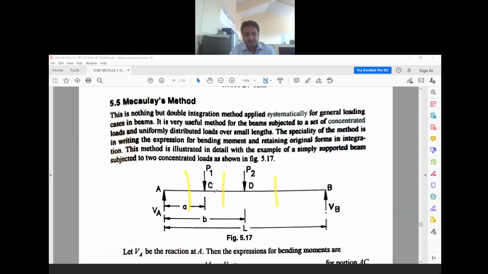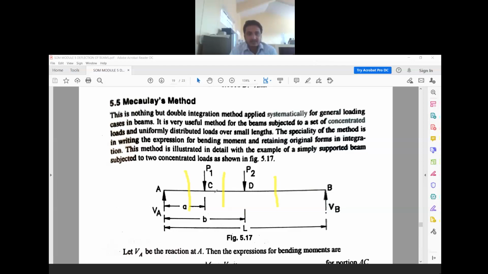So this method is also nothing but a double integration method, and the method is applied systematically for general loading cases in the beams. It is a very useful method for beams subjected to a set of concentrated loads and uniformly distributed loads over small lengths. The speciality of this method is in writing the expression for bending moment and retaining original forms in integration.